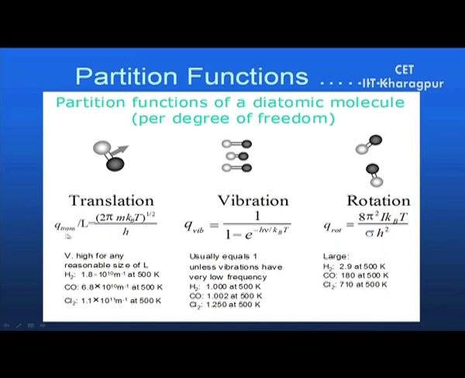it has this expression, where L is the box length, and it is per degree of freedom. It is generally very high for a reasonable size of L, the box length. For H2 it is of the order of 10 to the power 10 per meter at 500 Kelvin. For CO it is also of the order of 10 to the power 10. For Cl2 it is of the order of 10 to the power 11. So, it is directly proportional to mass to the power half, and temperature also to the power half.